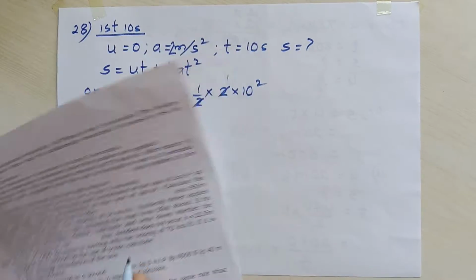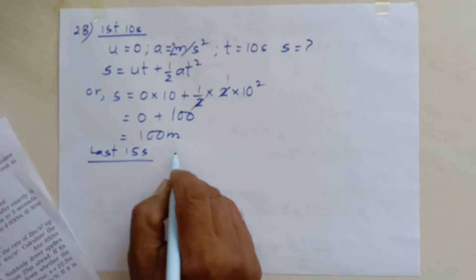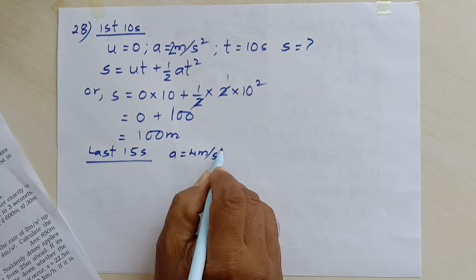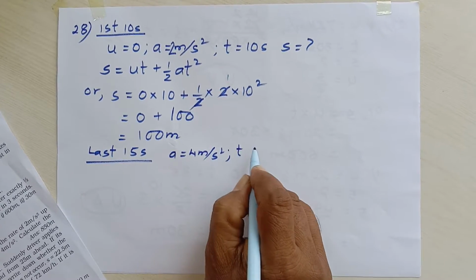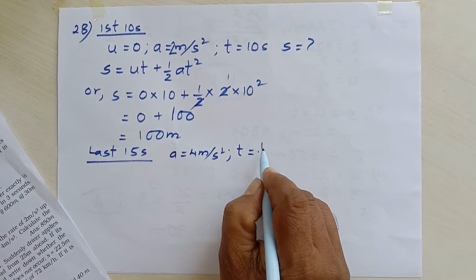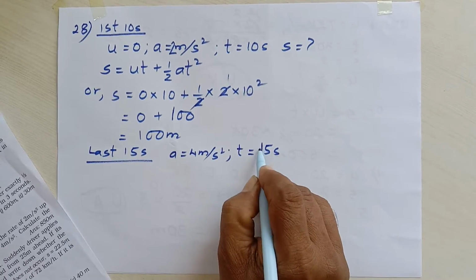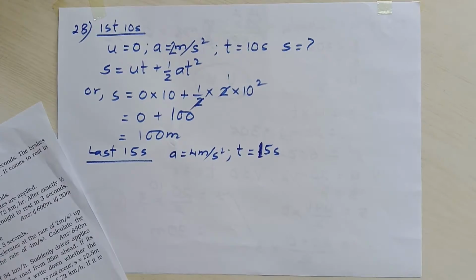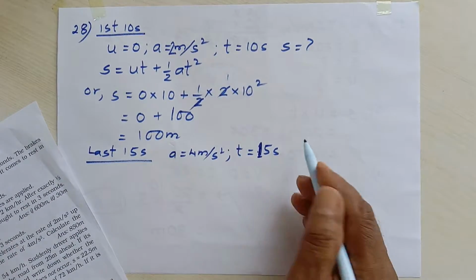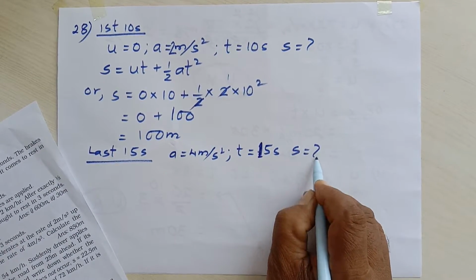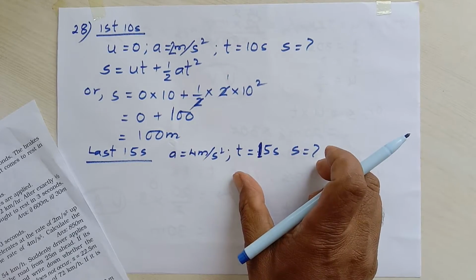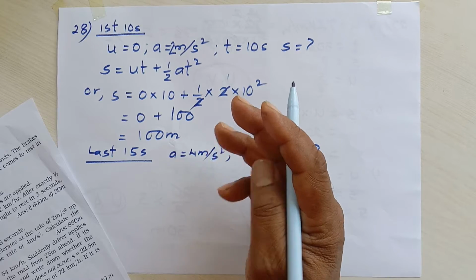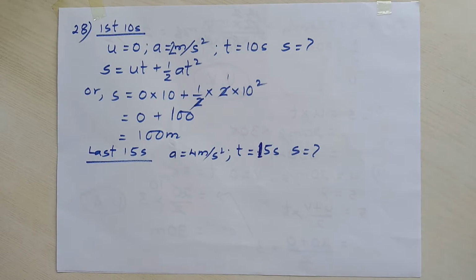Looking at this, acceleration is given, a is equal to 4 meter per second square. And time is also given, t equal to 15 seconds. But we have to calculate distance. How can we calculate distance with only two pieces of information? At least we must have three pieces of information. That's why here we have a little problem.